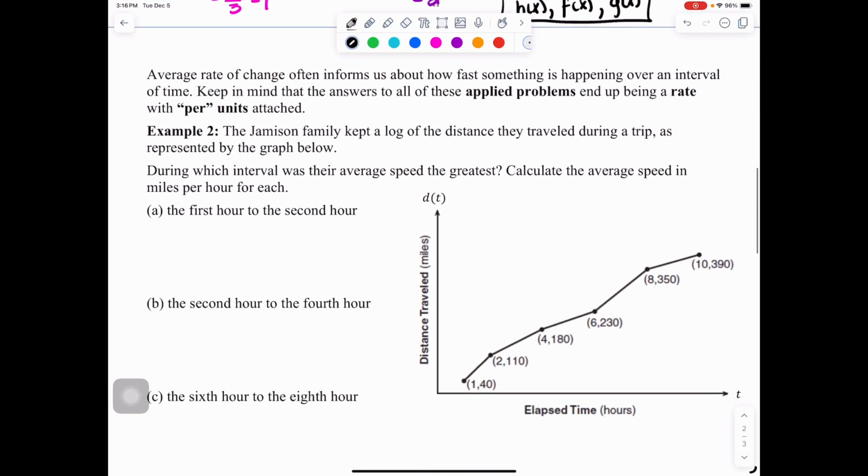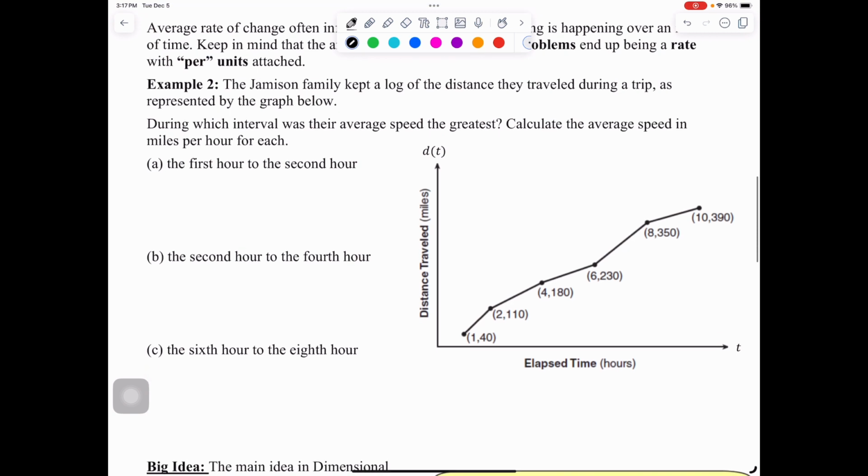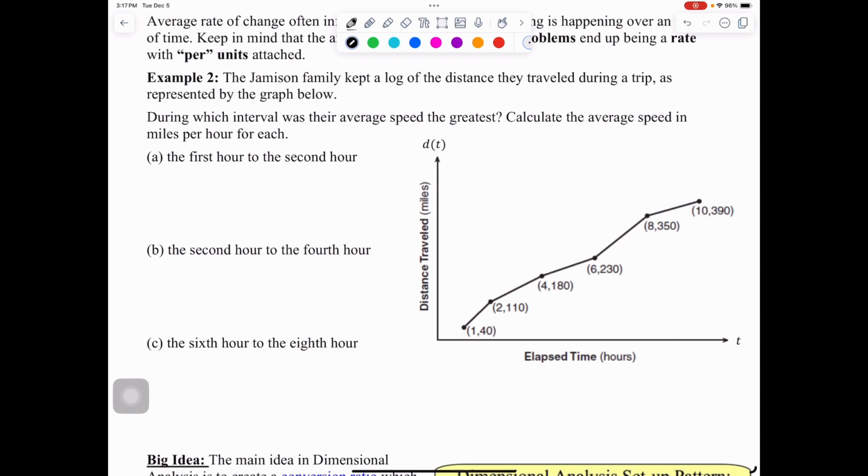So now going on to our next question. Average rate of change often informs us about how fast something is happening over an interval of time. Keep in mind that the answers to all of these applied problems end up being a rate with per units attached. So we have to be really careful about how we label our answers. So in example 2, the Jameson family kept a log of the distance they traveled during a trip, as represented by the graph below. During which interval was their average speed the greatest? Calculate the average speed in miles per hour for each.